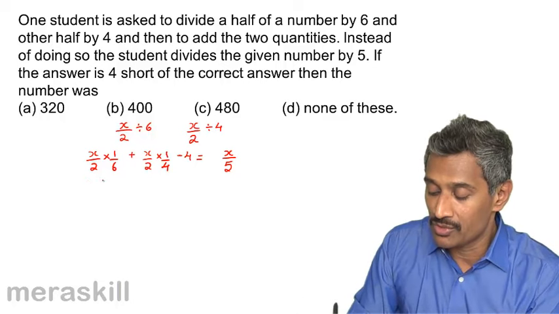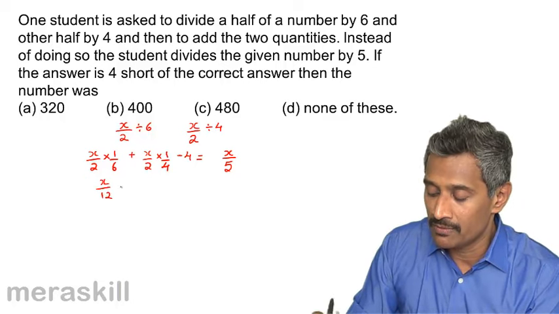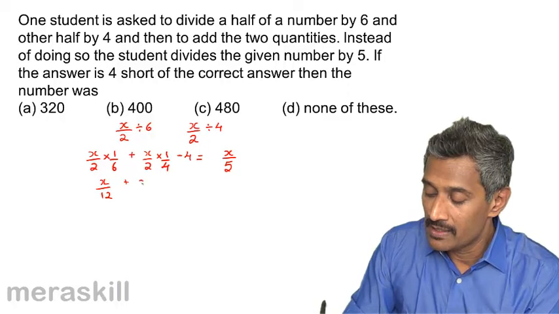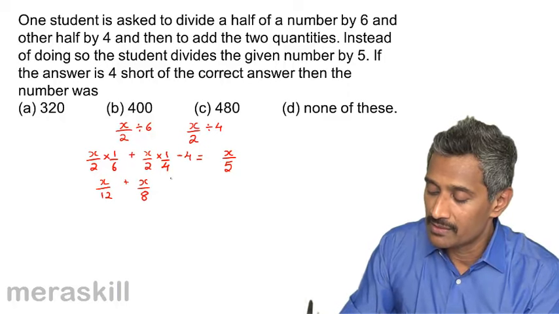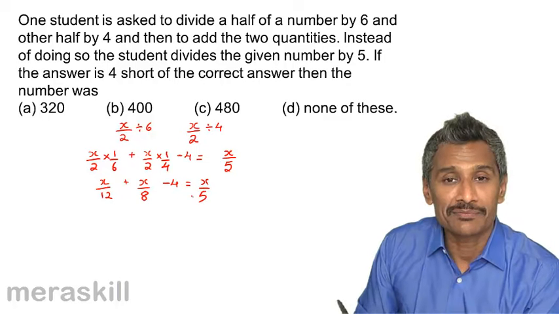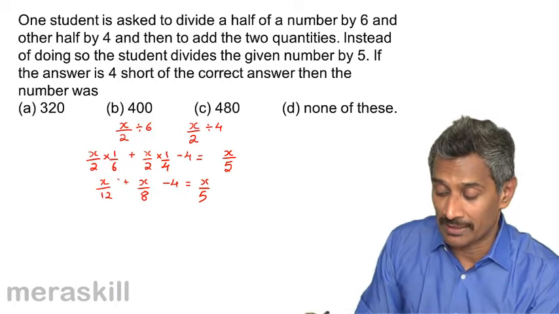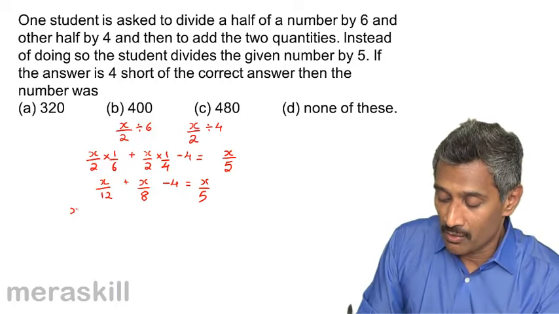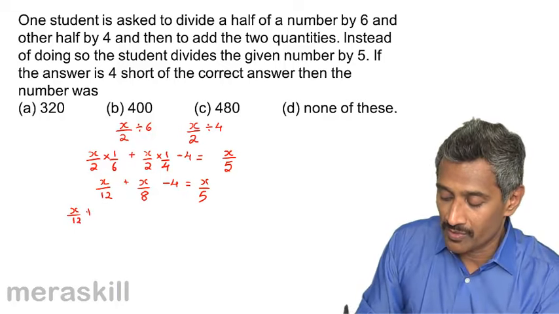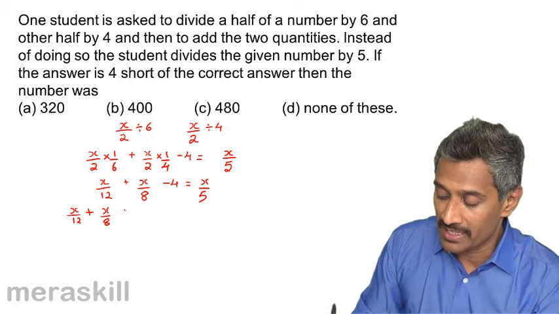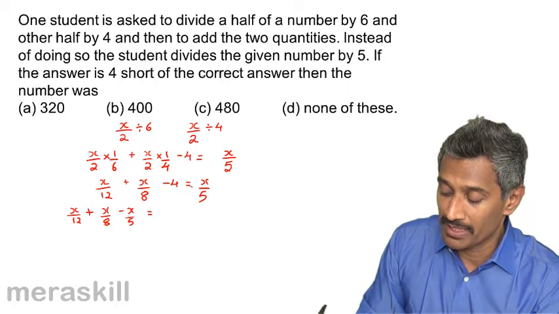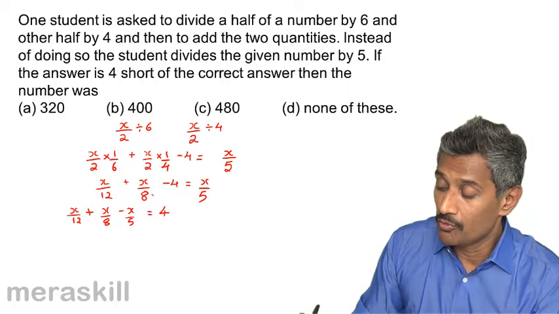Hence, what do we get? You get x upon 12 plus x upon 8 minus 4 is equal to x by 5. So we get this particular number. You need to read it 2-3 times. Accordingly, we can take all the x values together on one side, is equal to minus 4 taken to that side, which is 4.